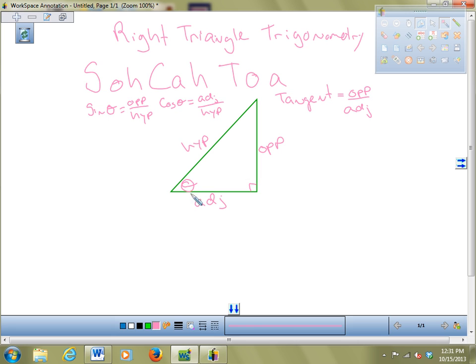All right? And if I'm over here, those things flip, right? If I'm standing over here and I call this theta, then this is no longer the adjacent side. That's the opposite side, and this is the adjacent side. So it depends, but the hypotenuse is always the hypotenuse.